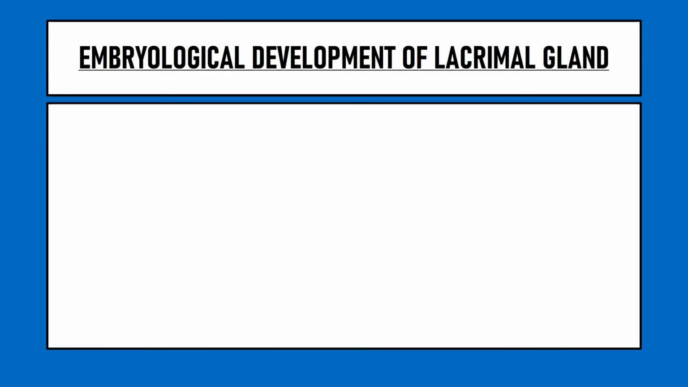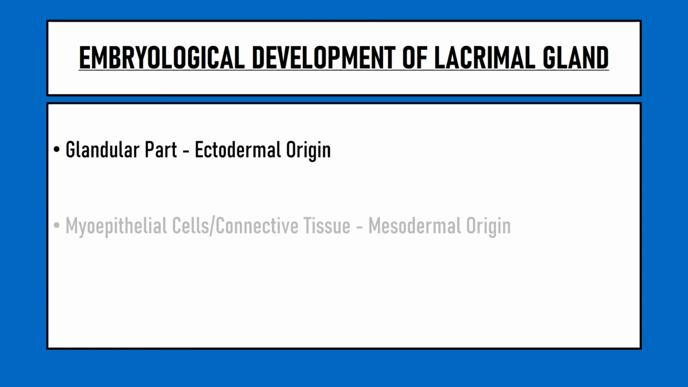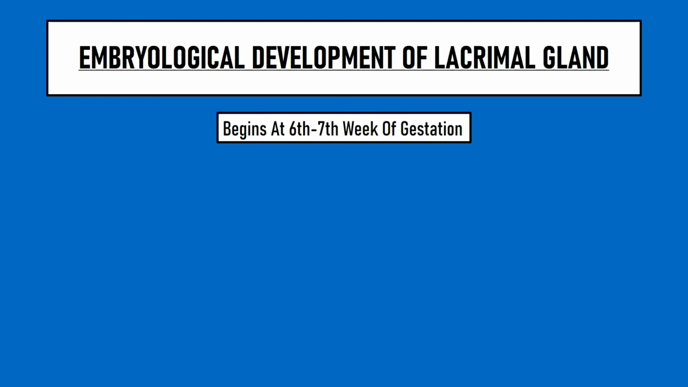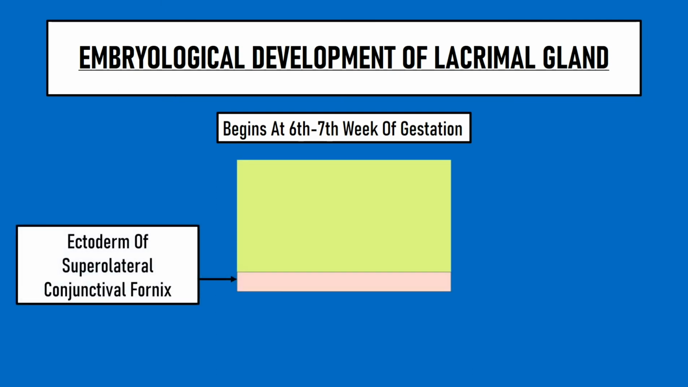Our last topic is the embryological development of the lacrimal gland. The glandular part of the lacrimal gland, that is the acini and the ducts, are of ectodermal origin, while the myoepithelial cells and the connective fibrous tissue are of mesodermal origin. The lacrimal gland begins development at the 6th to 7th week of gestation as multiple solid epidermal buds arise from the ectoderm of the supralateral conjunctival fornix.